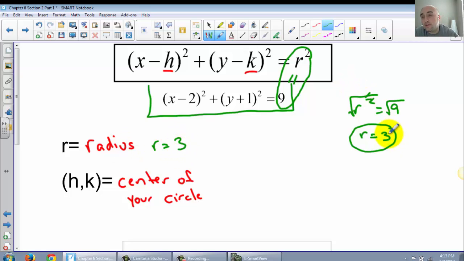Now, why did I not use the -3, because the square root of 9 is also -3? Just remember, distances can never be negative, so we always have to use the positive version. Okay, so the number after the equal sign helps us get the radius.